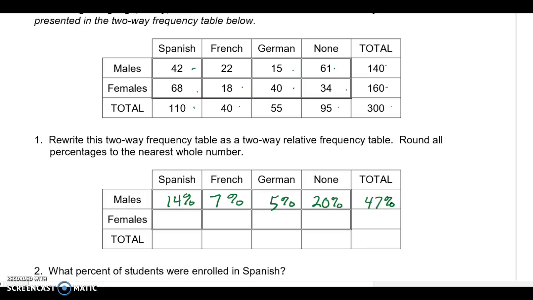Do the same thing for the females for Spanish, French, German, none, and our total, 23, 6, 13, 11, and 53%. Now we know in total we're going to have 100%. That always works out that way because it's everything all together. We're going to do the same thing for our totals here, and you'll notice I'm actually going to take 110 divided by 300, 40 divided by 300, and so on.